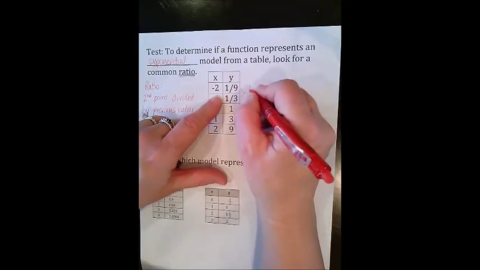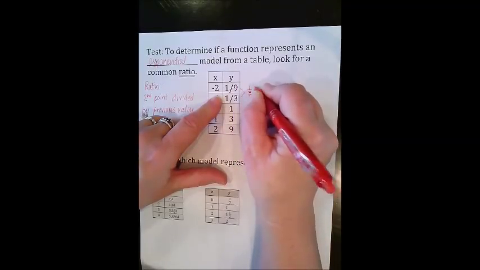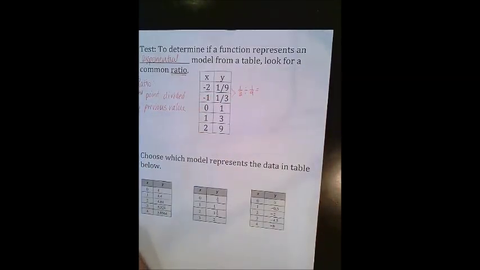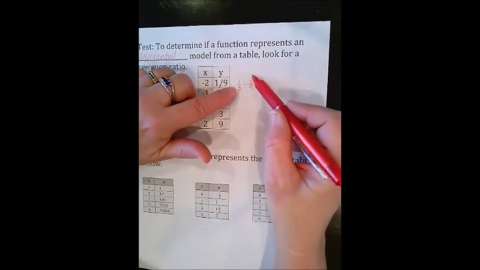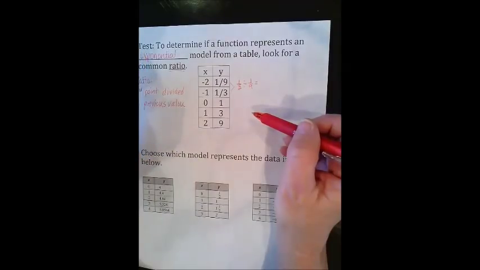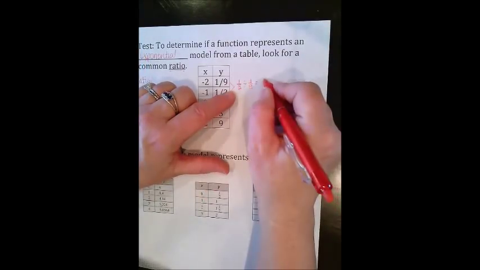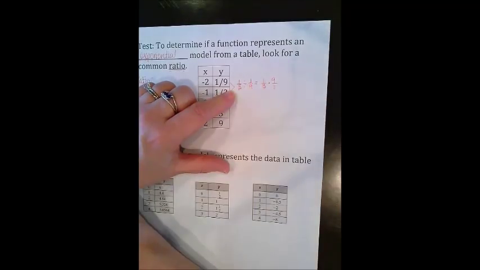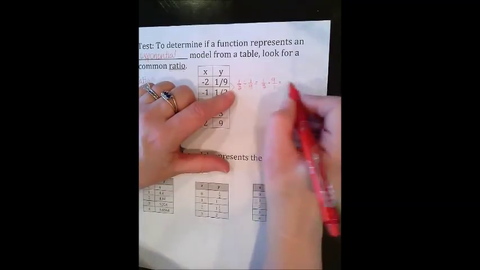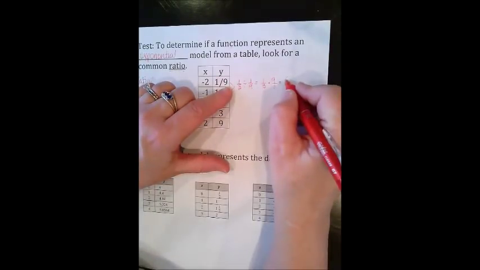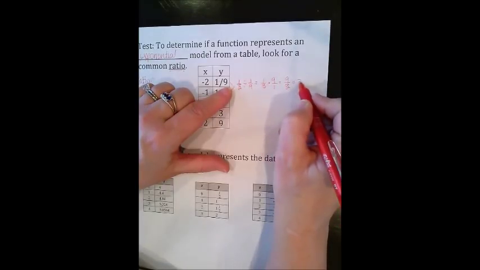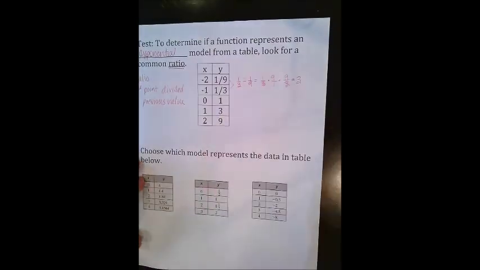So I start with the second point, which is 1/3. I'm going to divide by 1/9. And I know it's been a bit, and I know you guys love fractions, but when we have fractions, that means we multiply by the reciprocal. We don't actually ever divide in fractions. If you are dividing two fractions, you take the first fraction and you multiply by the reciprocal of the second fraction. You flip it over. Then, of course, when we multiply fractions, we multiply across the top, and we multiply across the bottom, and then we simplify. 9 divided by 3 is 3. So my ratio of this first one is 3.